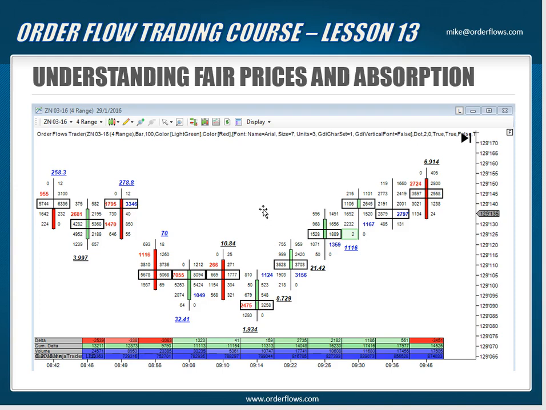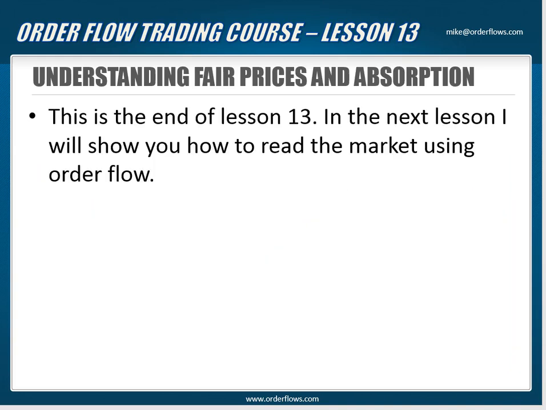But what you want to know is where price reaches a level where buyers and sellers come in on both sides and are evenly matched. And then what happens as you start to move out of that area. So that's the end of lesson 13, fair prices and absorption. In the next lesson, I'll show you how to read the market using order flow.